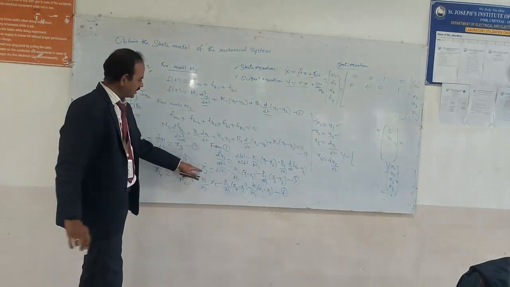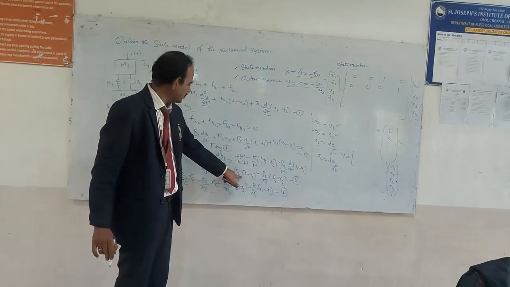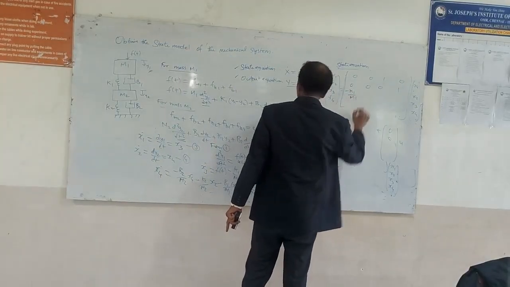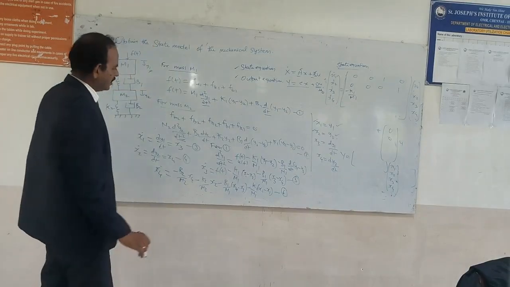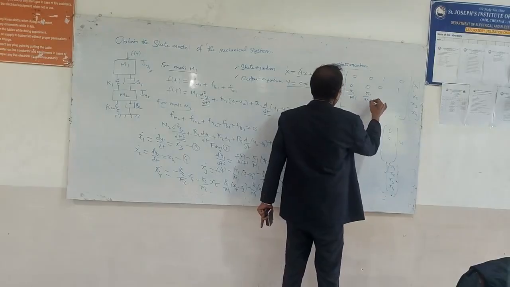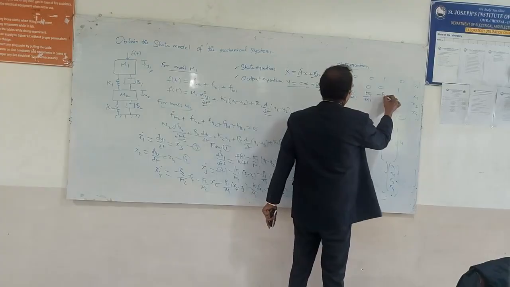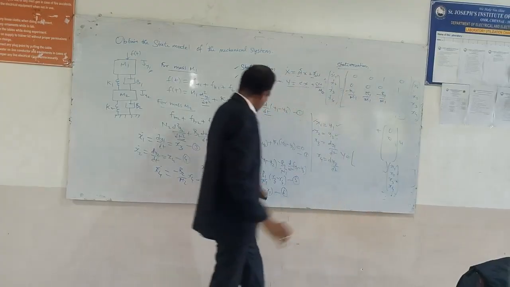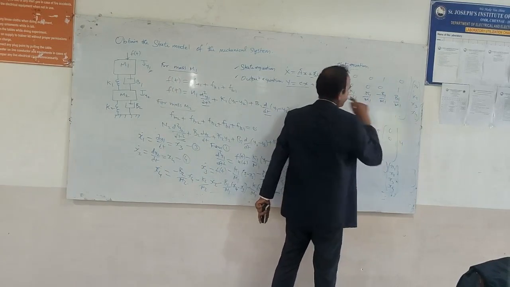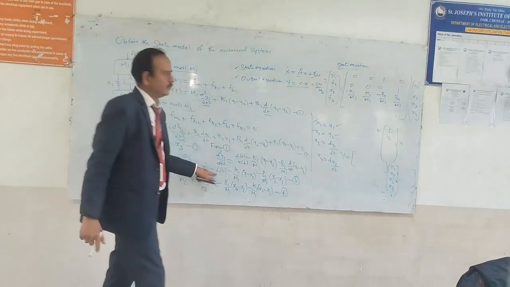There is no input term u. Similarly, for x3 dot we are having the input term. See the x1, x2. For x1 we are having minus k1 by m1. The x2 coefficient is plus k1 by m1. The x3 coefficient is minus b1 by m1, and x4 is plus b1 by m1. And the u term is f of t, which is nothing but u, so make it 1.